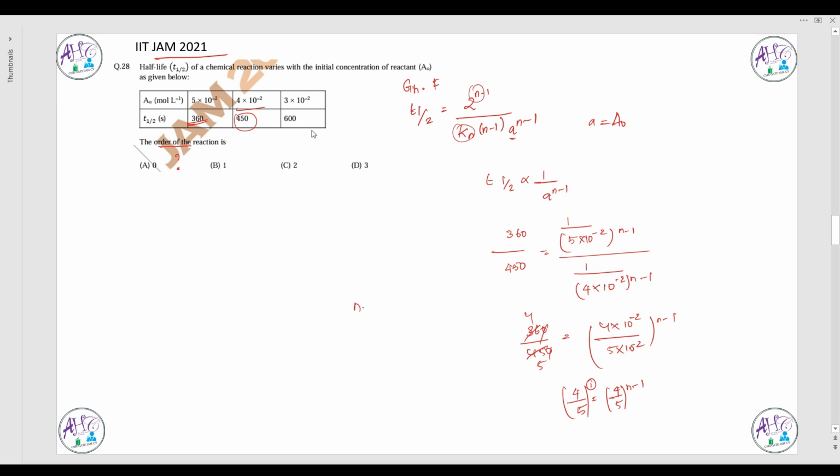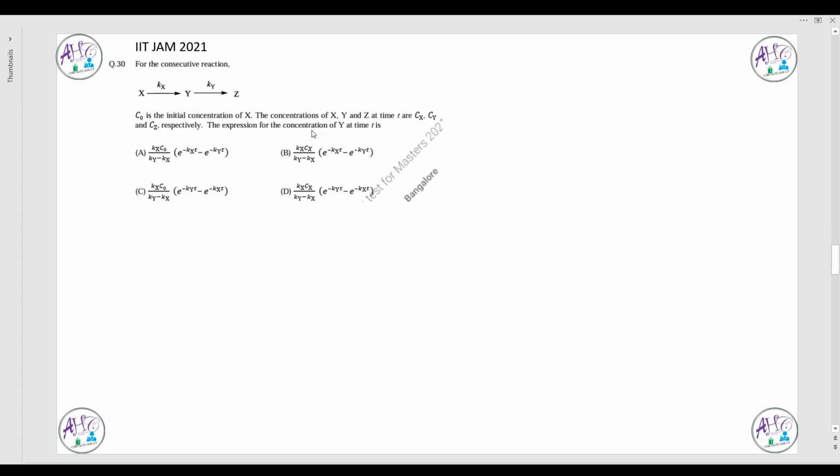So your n minus 1 is going to be 1. So n is going to be 2. So this is a second order reaction. Option C is the correct answer. Next question. This is from IIT JAM 2021.